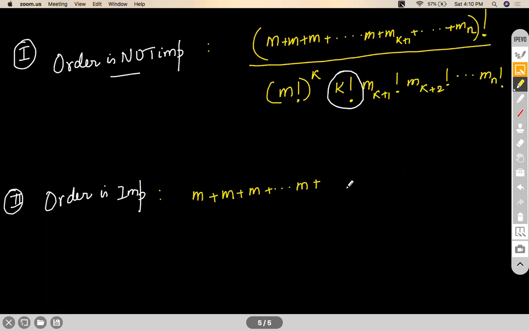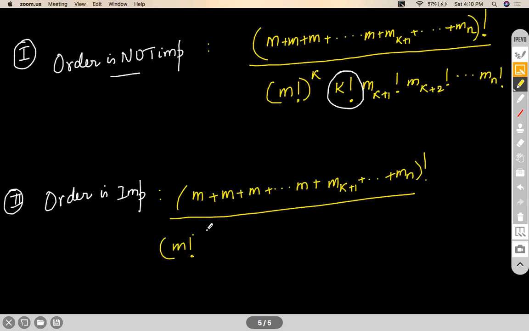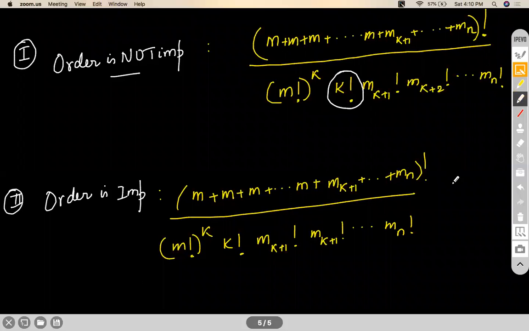You have to multiply by the factorial of the total number of people, or total number of groups. So everything is same. I'm just copy pasting the above part. I'm not writing anything extra here. One step extra is you have to multiply with the total number of groups factorial. Count how many total groups are there, multiply with the factorial. This is when the order is important.